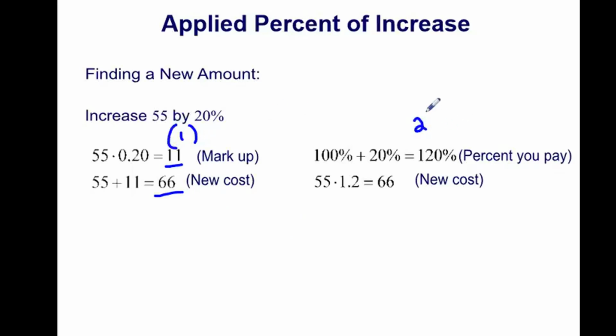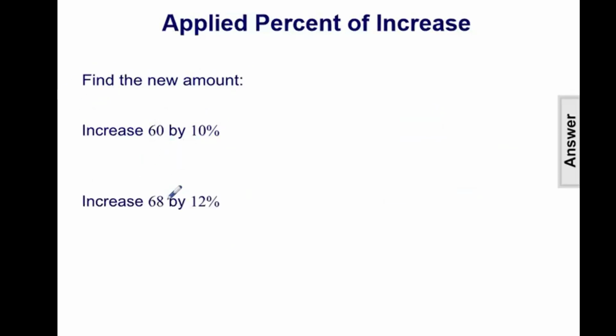Method number two is when you're actually changing the percent and adding 20% to 100%, which makes the percent you're paying now 120%, which as a decimal is 1.2, so 1.2 times 55 is 66 as well. So with either method, the new cost or the new amount would be 66. Let's look at two more examples.